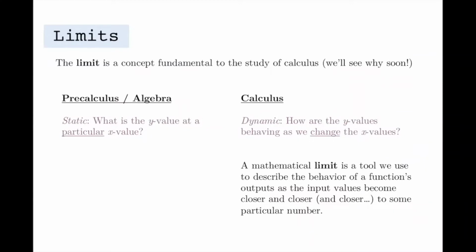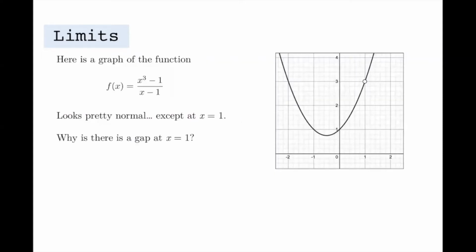A mathematical limit is a tool that we use to describe this behavior. What is a function's outputs doing as the input values become closer and closer to some particular number? Let's take a look at an example. Here is a graph of the function f of x equals x cubed minus 1 divided by x minus 1. It looks pretty normal, except there's a hole or a gap at x equals 1.